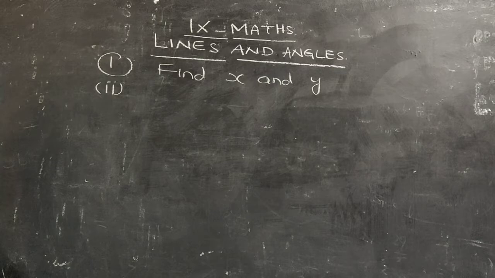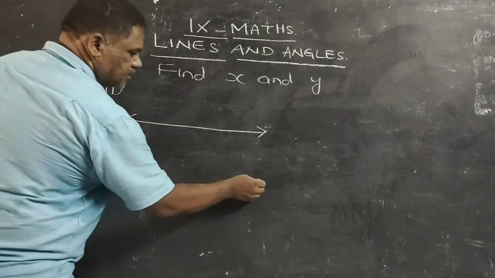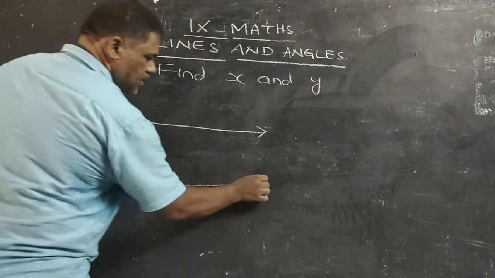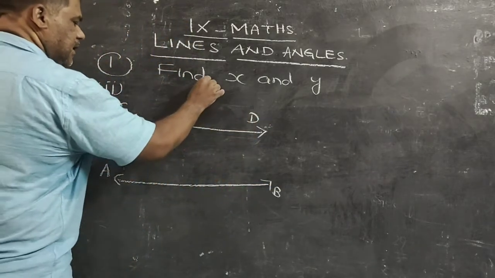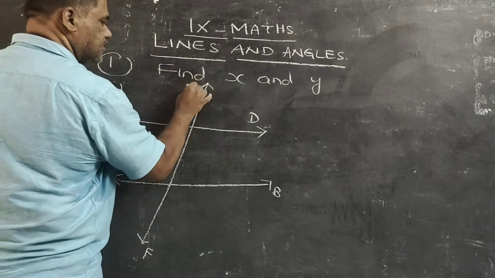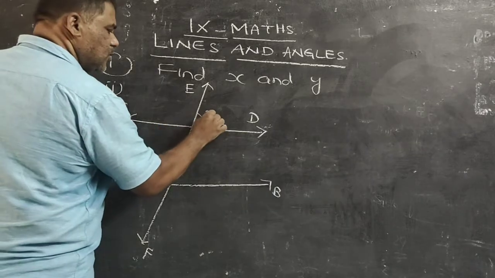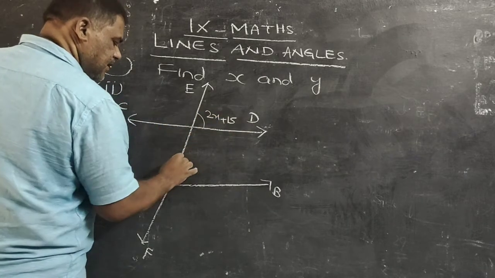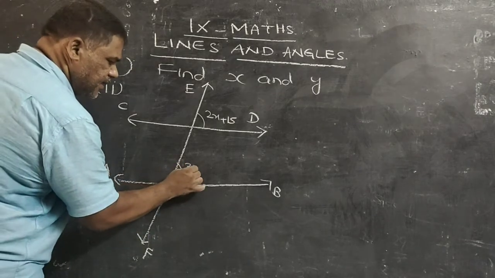Write the second bit. AB and CD are parallel to each other. EF is a transversal. This angle is 2x plus 15. This angle is 3x minus 20.